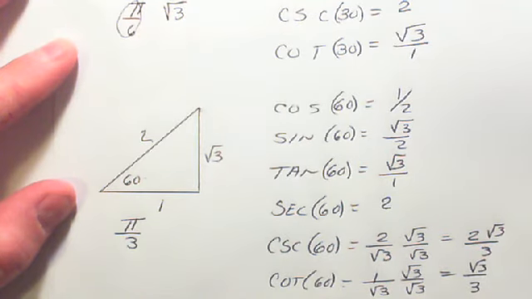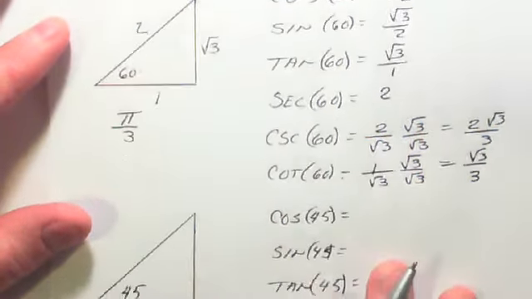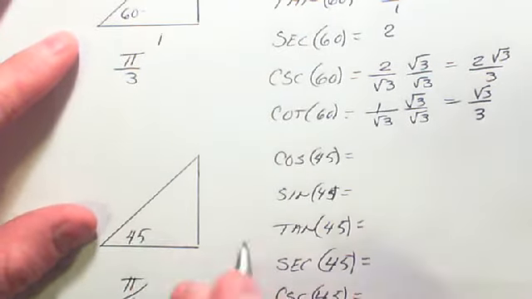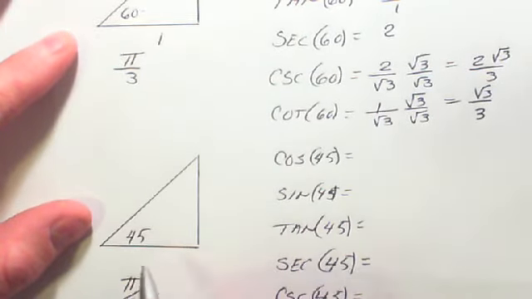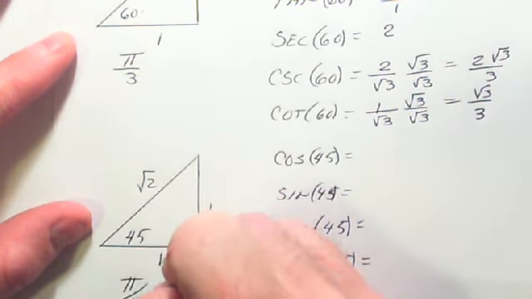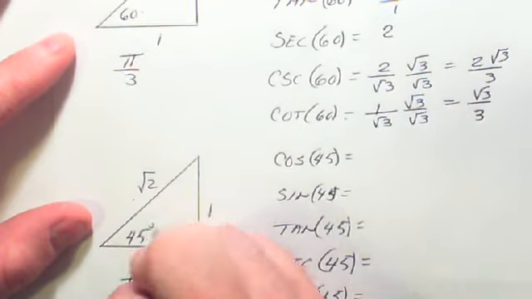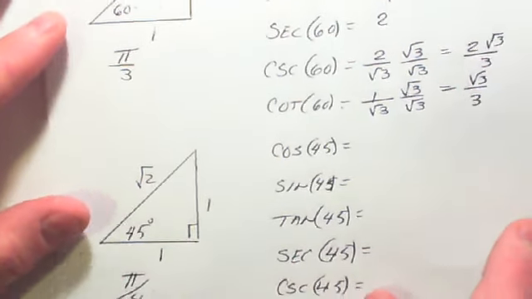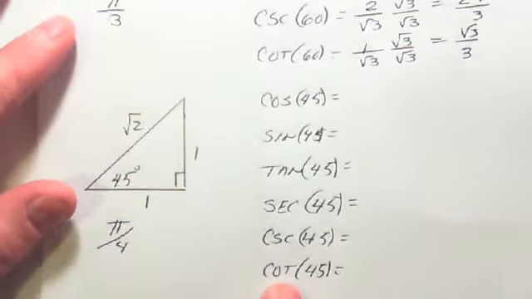Alright, so those are the trig functions that you need to memorize. Let's go through what it would be for all the functions, looking at the 45 degree here. Let me slide down here. If I look at the 45, it's the same thing as pi over 4. So for the 45, you need to memorize 1, 1, square root of 2, with this being a right angle. This is your 45 degree angle, which is the same thing as pi over 4. Move this up a little bit so you can see it.